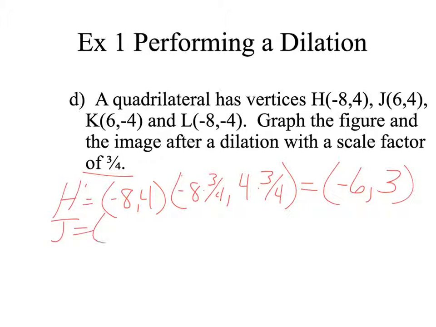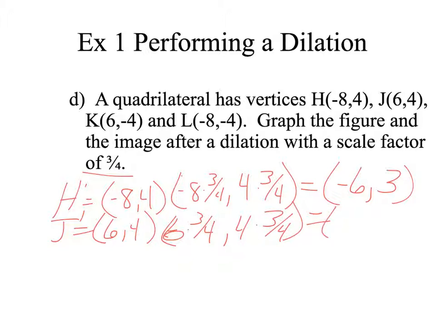J prime. J is 6, 4, so J prime: 6 times 3/4 and 4 times 3/4 again. 6 times 3/4 is going to be 9/2, so that would be 4.5. And 4 times 3/4 will be 3 again.